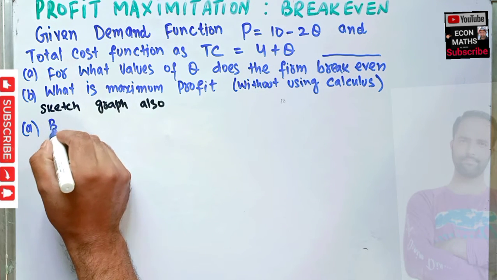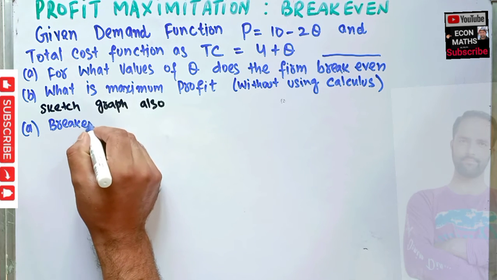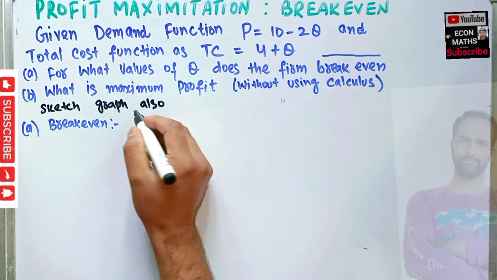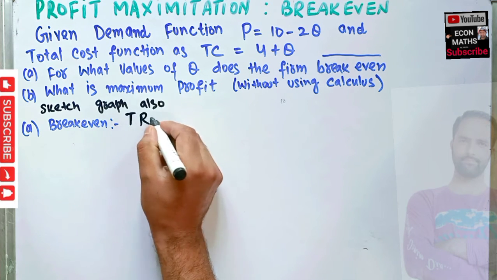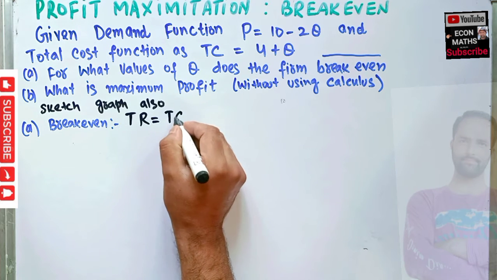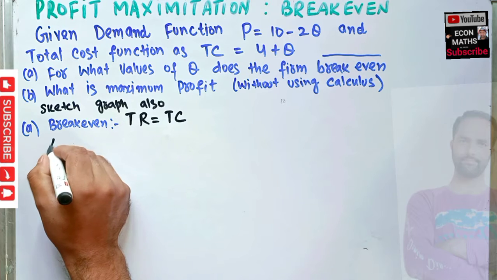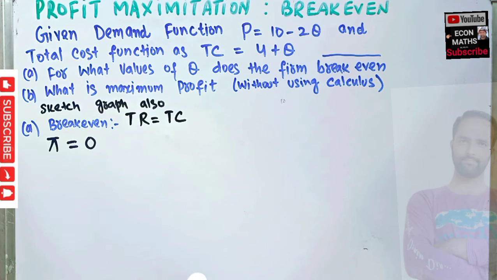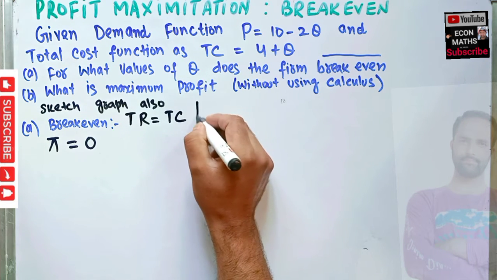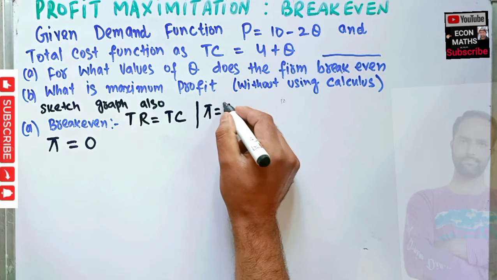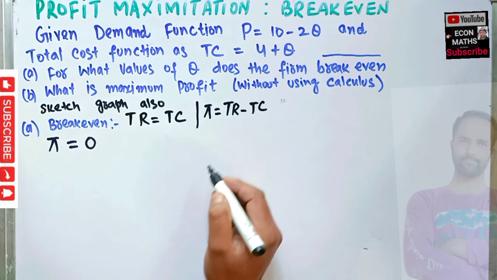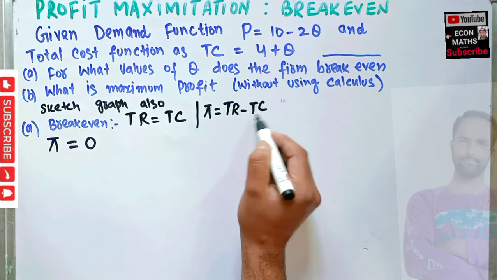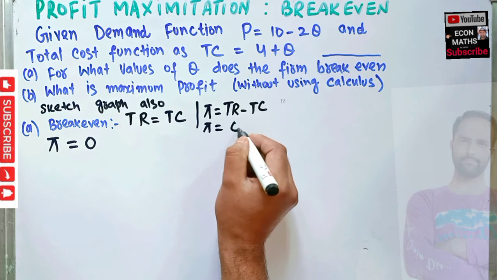Okay, so by break even, what do we mean? By break even, we mean a firm breaks even when total revenue is exactly equal to total cost. That means at break even, our profit is equal to 0. And what is the formula for profit? We know profit is equal to total revenue minus total cost. When total revenue is exactly equal to total cost, this term will become 0. That means our profit will be equal to 0.